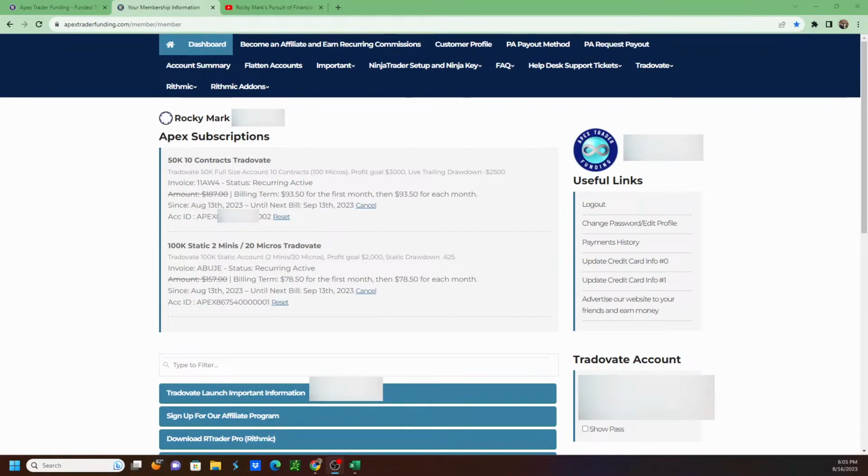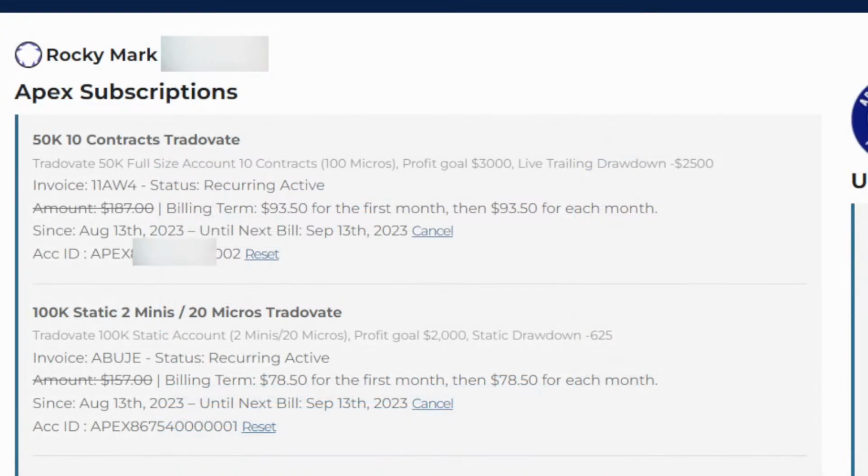So basically, it's my account. You can see my name, Rocky Mark, up there. And on the time-based chart, you can see that the accounts that I have here are the 50K full and the 100K static. And next, we're going to go through the actual account summary of what's going on.